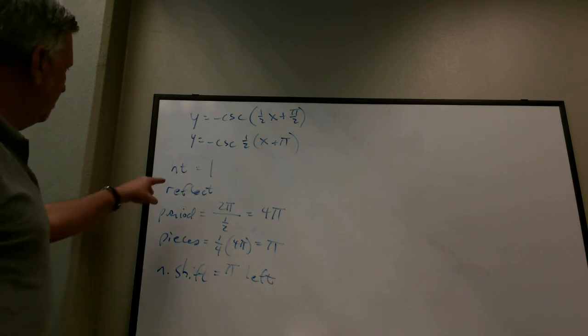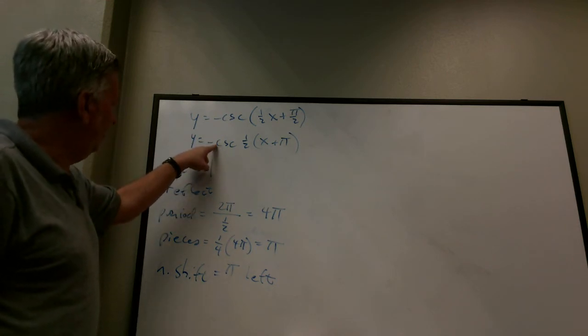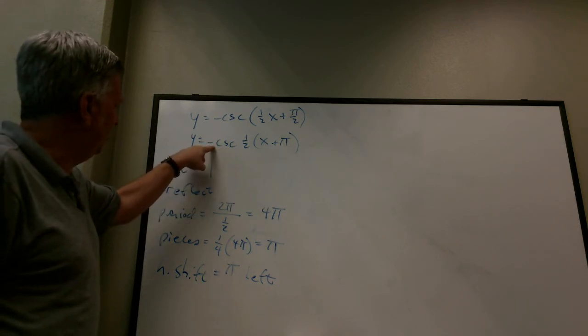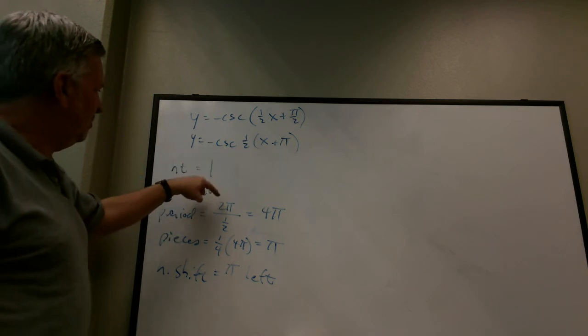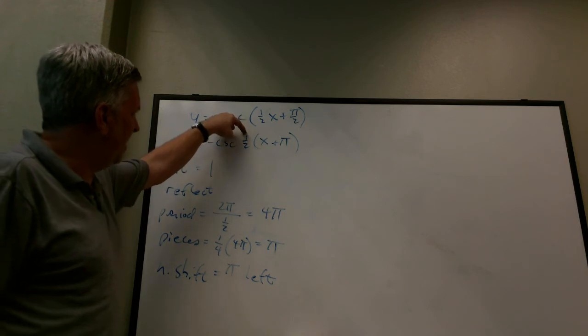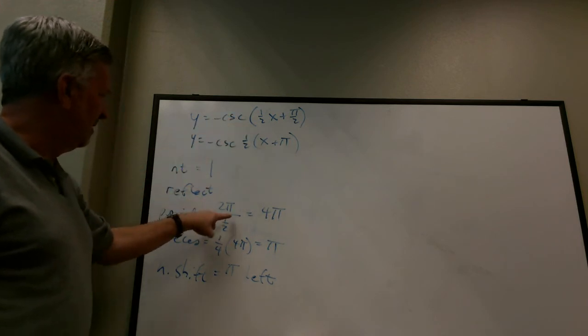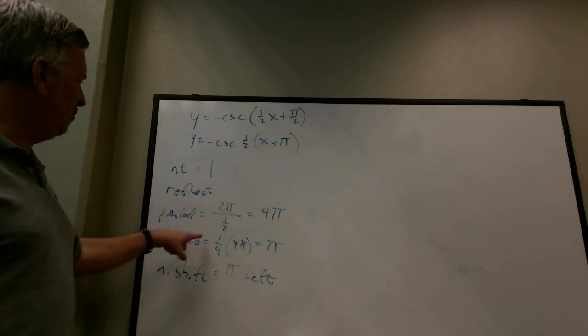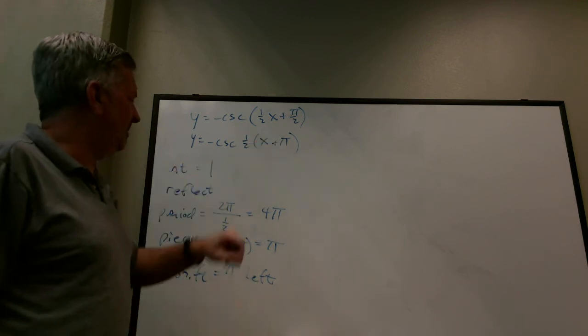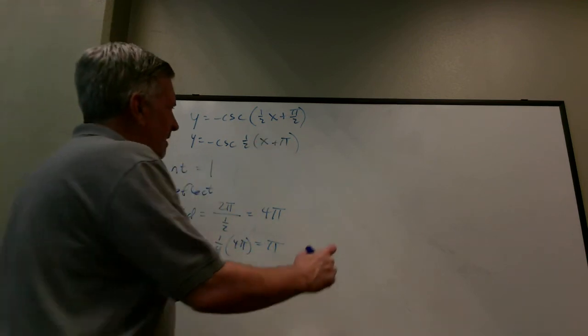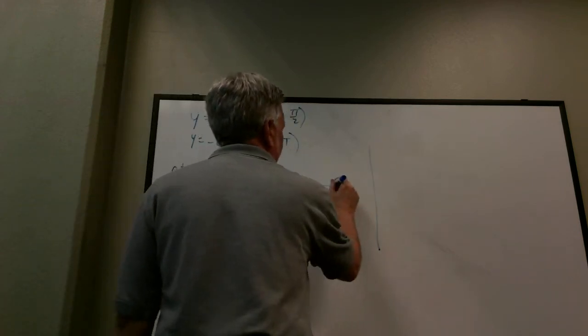Just like before, what I'm calling the height here is the absolute value of the coefficient of the trig function, 1. The negative here means reflect. The period is 2 pi, the original period, divided by the coefficient of x, which is 4 pi. You get the pieces, you take a fourth of the period, pi, and the horizontal shift is pi to the left. Okay, so let's do the sketch.